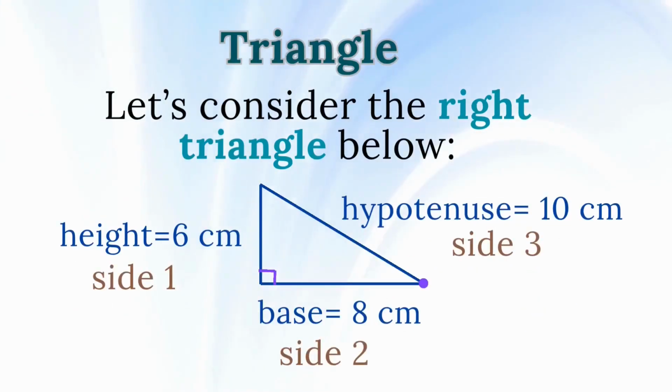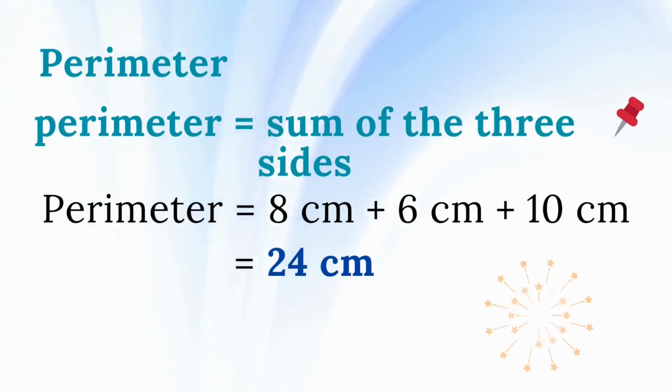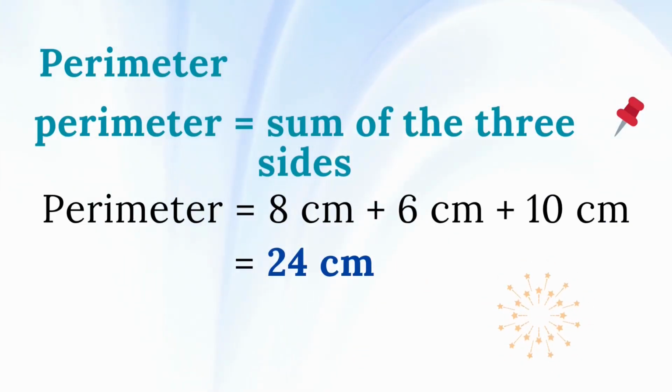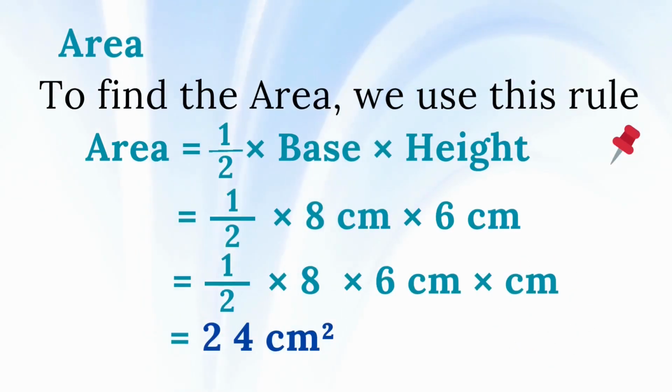Now, let's consider a right triangle with a base of 8 centimeters, a height of 6 centimeters, and a hypotenuse of 10 centimeters. To find the perimeter, we add up all 3 sides. Perimeter equals 8 plus 6 plus 10, which gives 24 centimeters. To find the area, we use this simple rule. Area equals 1/2 times the base times the height. That means area equals 1/2 times 8 times 6, which equals 24 square centimeters. So, the triangle's perimeter is 24 centimeters, and its area is 24 square centimeters.